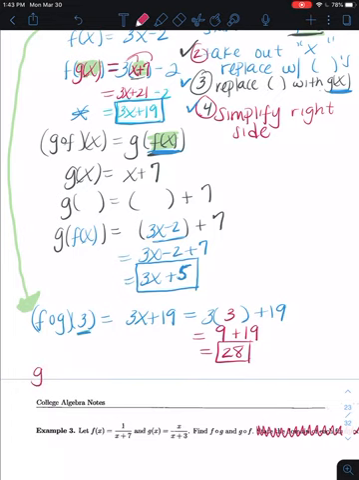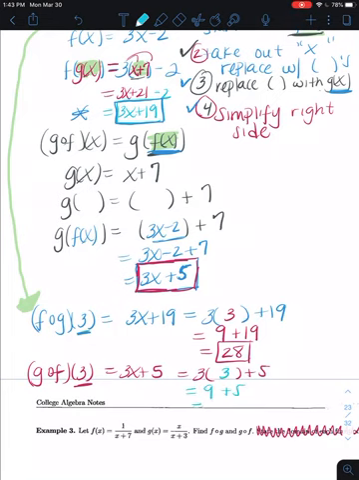And then you'll see something like find g of f of 3. So again, you take the g of f of x answer, which is 3x plus 5. And in place of x, you're going to plug in a 3. So this is 9 plus 5, which equals 14.